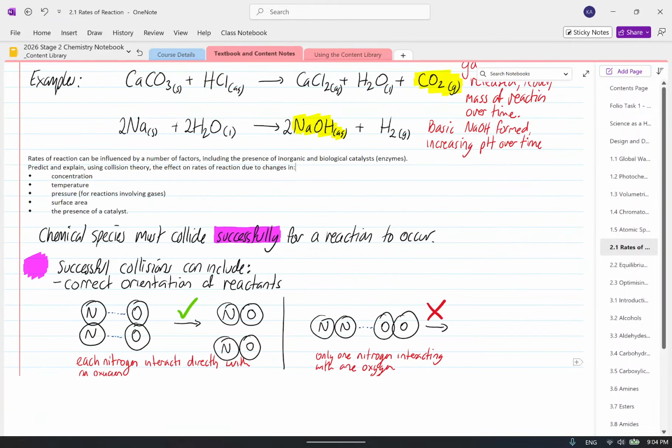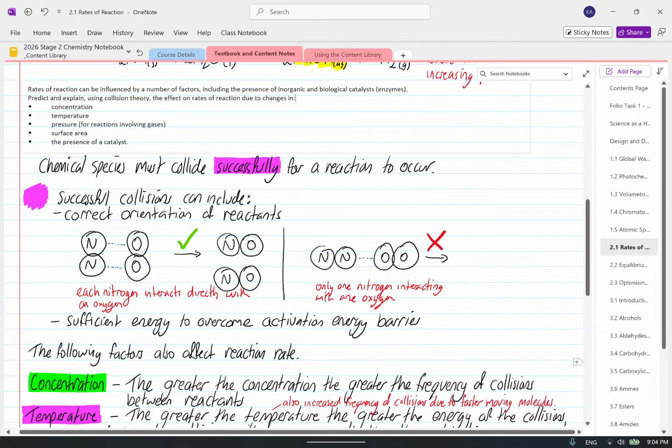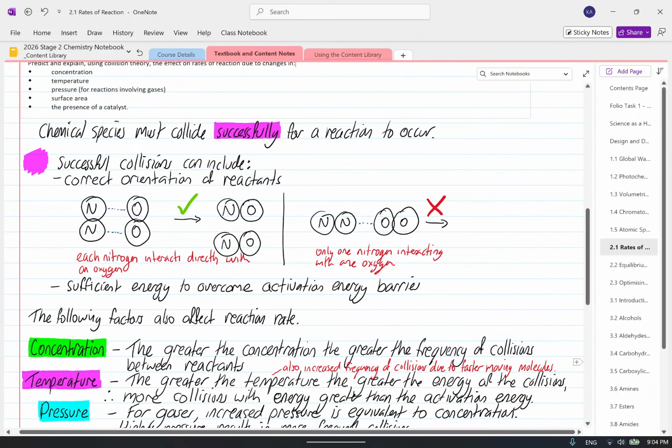Now, moving on, we're going to be looking a little bit more deeply into the different factors that contribute to our reaction rate. This sort of stuff has been looked at, very briefly, probably in year 10, maybe even last year, but we'll go into it again. So, the first thing you need to remember is that for a reaction to occur, chemicals or molecules must collide with each other. They must come in contact successfully.